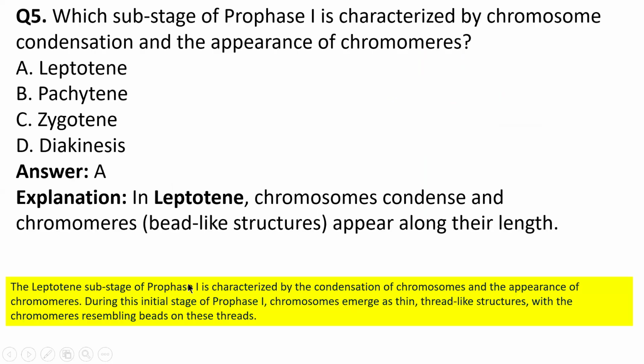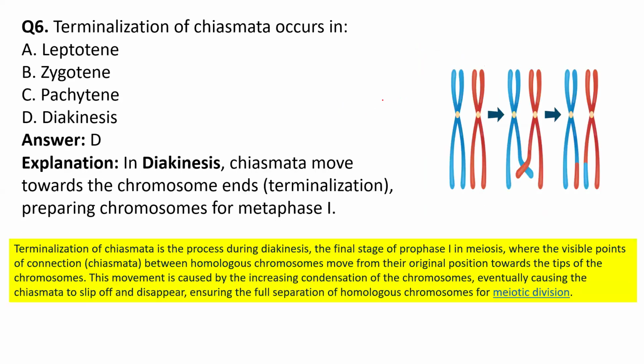Which stage of prophase 1 is characterized by chromosome condensation and appearance of chromosomes? You know very well, leptotene stage. Terminalization of chiasmata occurs in diakinesis, the last stage. The chiasmata move toward the chromosome ends. Terminalization prepares the chromosomes for which stage? Metaphase 1 stage.